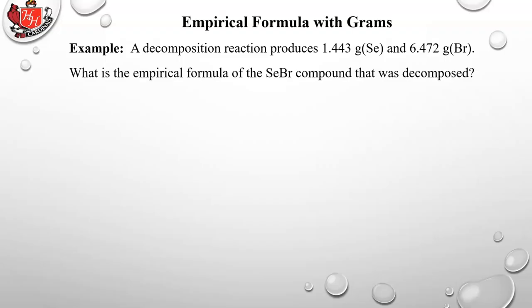Okay, so let's take an example here. A decomposition reaction of 1.443 grams of selenium and 6.472 grams of bromine. What is the empirical formula of the SeBr compound that was decomposed? So we get in the lab, we come up with that we have 1.443 grams selenium, 6.472 grams of bromine. That's what we find in the lab. Now we want to find out what the empirical formula of that compound is. Okay, so there's a decomposition reaction.